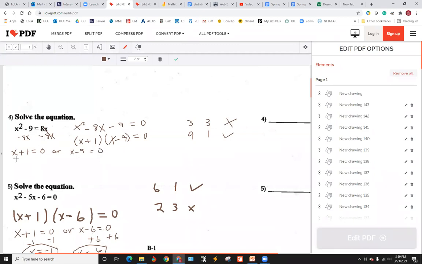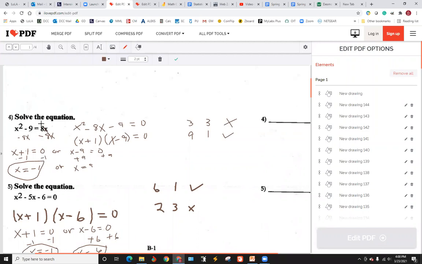All right, so x plus 1 equals 0, so x is equal to negative 1, or x minus 9 equals 0, so this is going to be positive 9. So there's our two factors, and our two solutions, negative 1 and 9. So we can just check, let's say negative 1 squared is 1. 1 minus 9 is negative 8. Negative 1 times 8 is negative 8, so this is good.